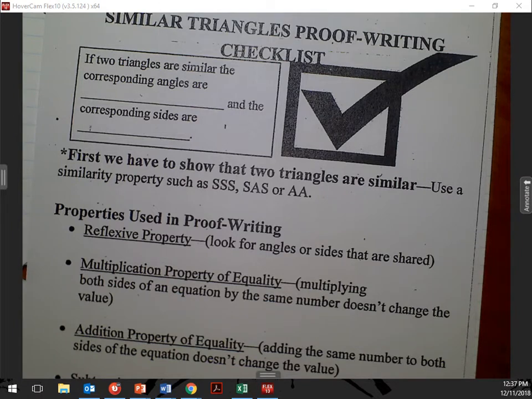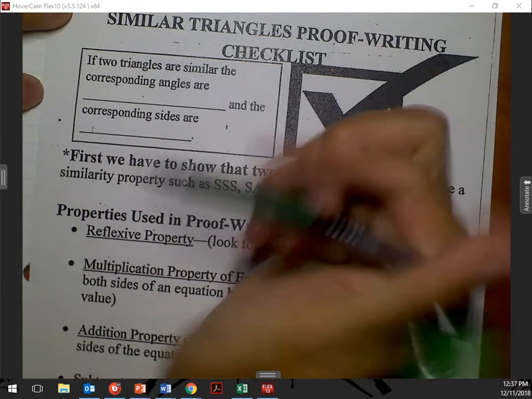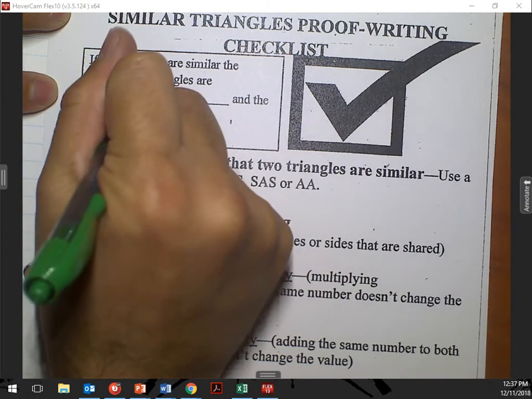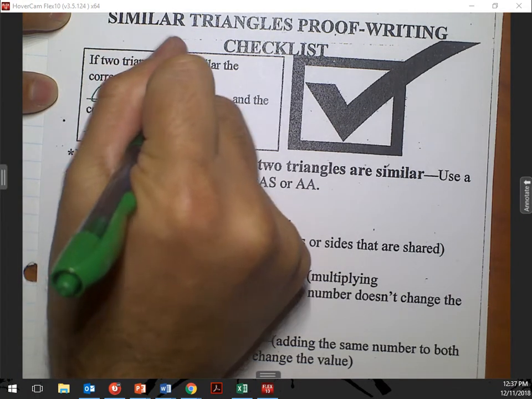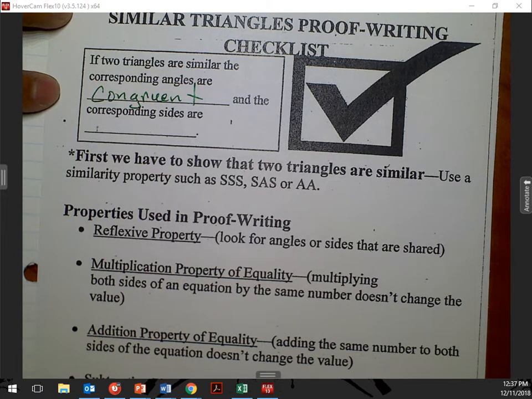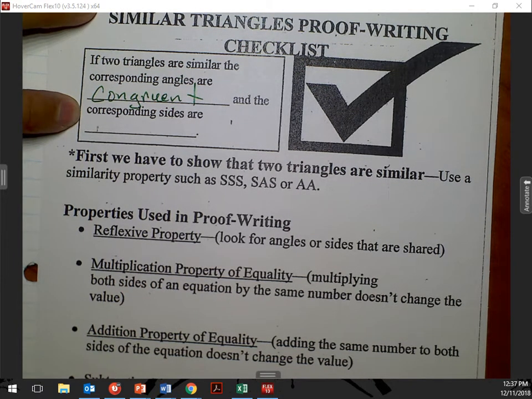Okay, so listen up for this right here. It says two triangles are similar. The corresponding angles are, the word is congruent. The corresponding angles will be congruent. And the sides are congruent?